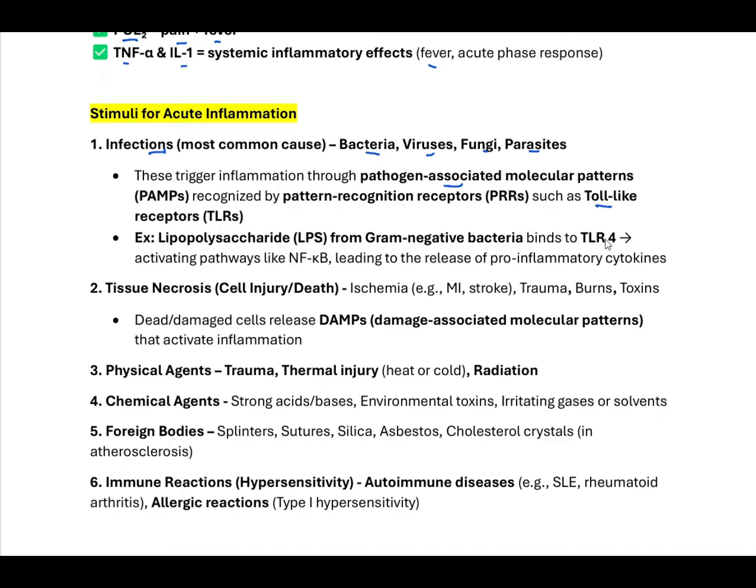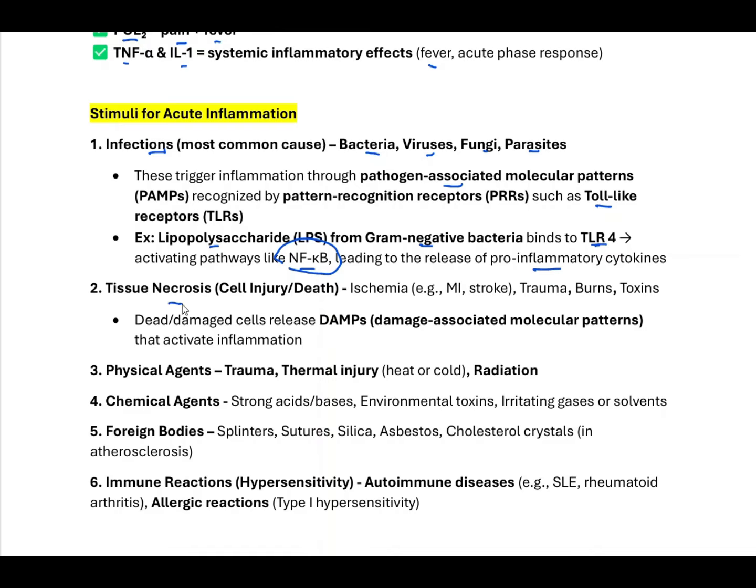Example like toll-like receptor. A classic example is from gram-negative bacteria, they release lipopolysaccharide, right? And this lipopolysaccharide could bind to the toll-like receptor on the leukocytes. And by binding to this toll-like receptor, that's going to activate the transcription factor NF-kappa B. And this will lead to release of pro-inflammatory cytokines. And those cytokines are going to bring about inflammation.